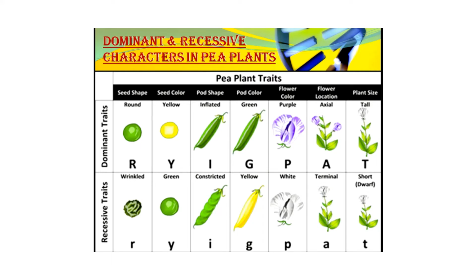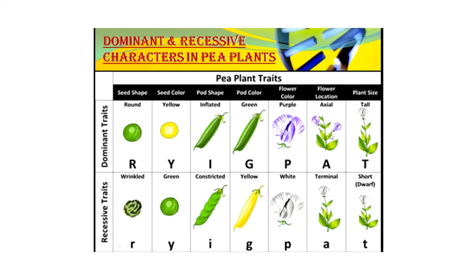Similarly, when we talk about pod color, green pod color is the dominant character denoted by capital G. Yellow pod color is the recessive character denoted by small g. When we talk about pea flowers, purple flower is the dominant character, denoted by capital P, whereas white flowers are recessive, denoted by small p. Then we have flower position, which is axial and terminal.